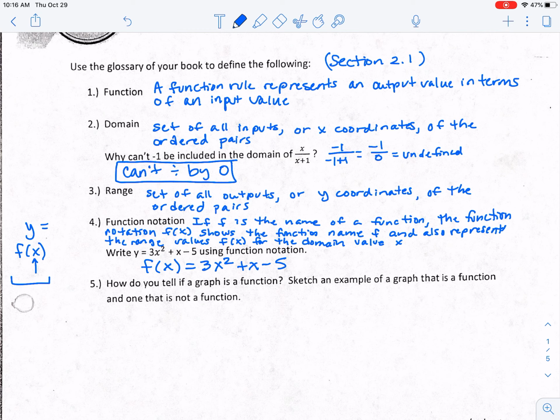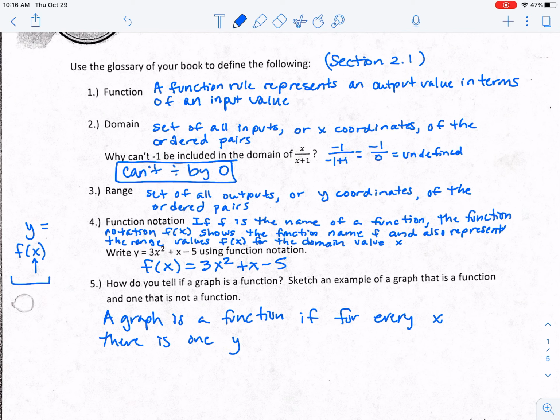Now, how can you tell if a graph is a function? All right, well, you guys have been doing this. You did this in Algebra 1. You've done it in geometry. And a graph is a function if for every x there is one y. Okay? So a graph is a function if for every x value there is one y value. Okay? So in other words, it needs to pass a vertical line test.